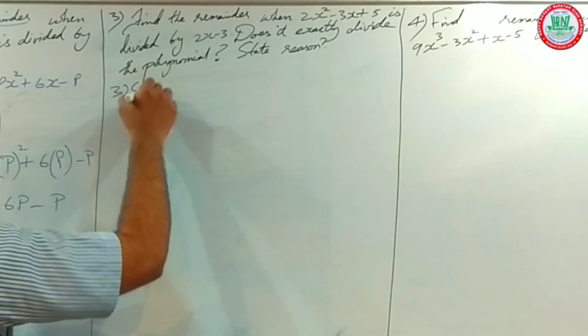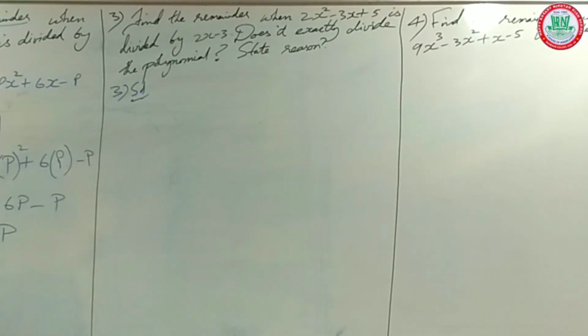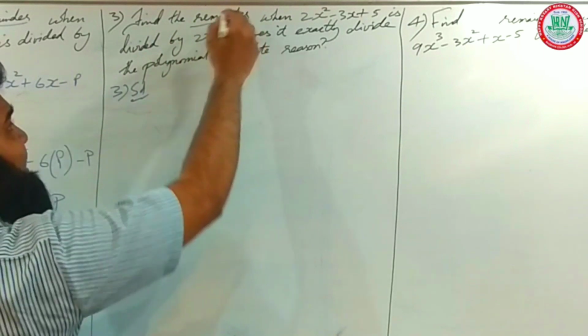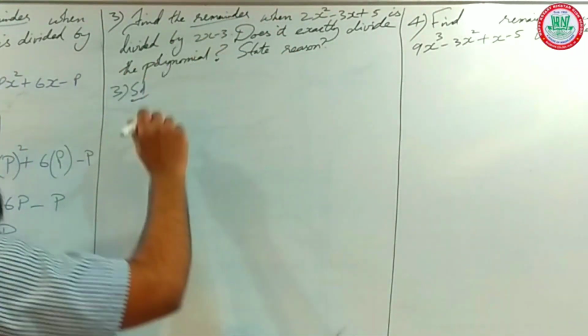Find the remainder when 2x square minus 3x plus 5. What we need to find? Find the remainder. Remainder we need to find. What is given?